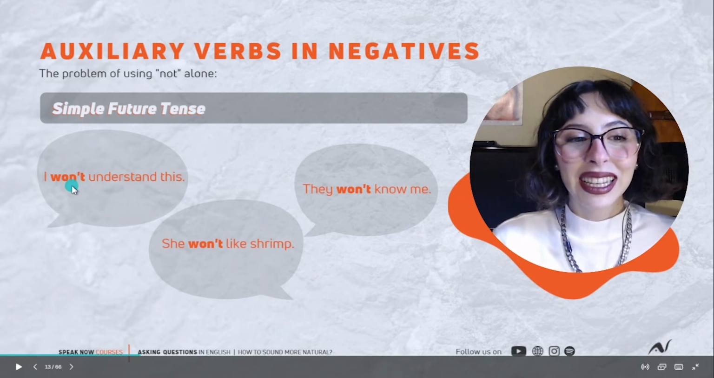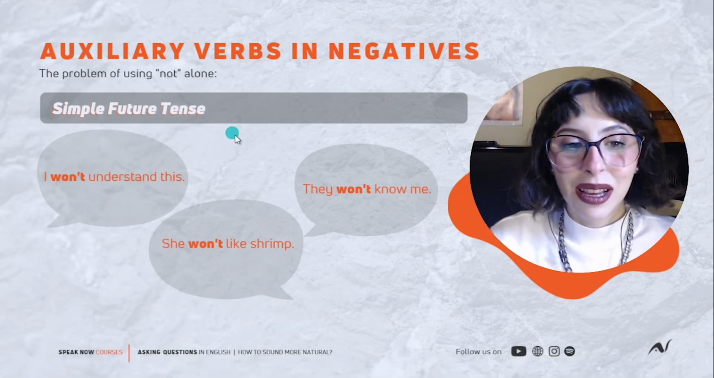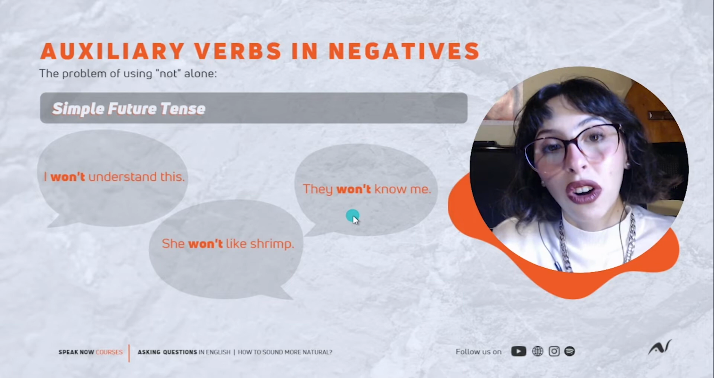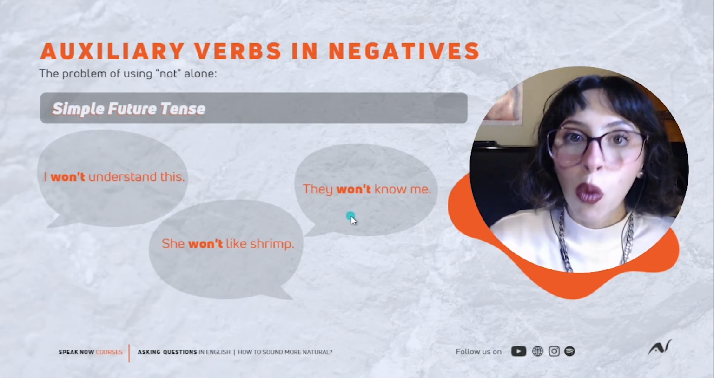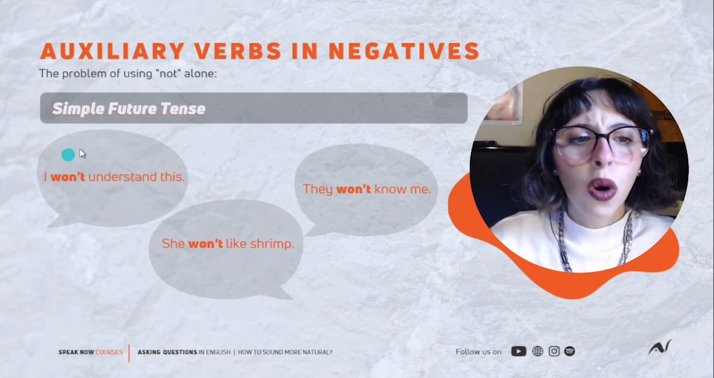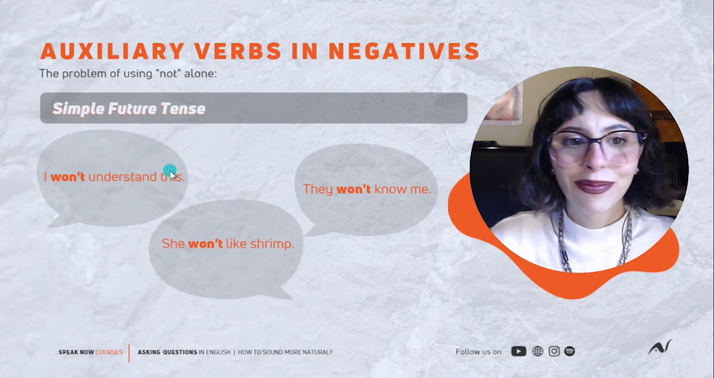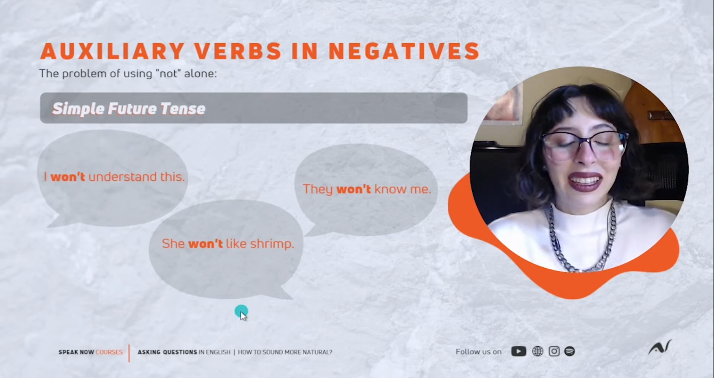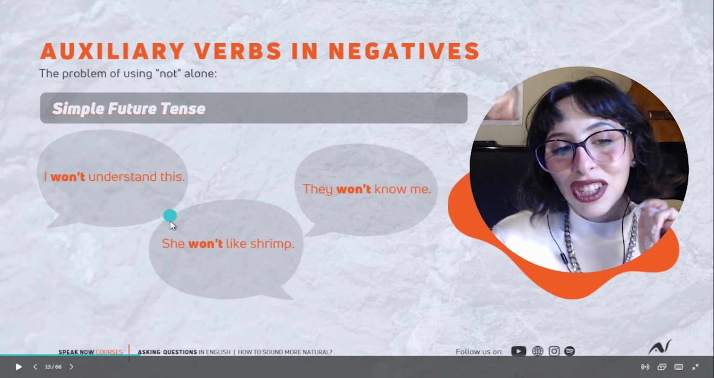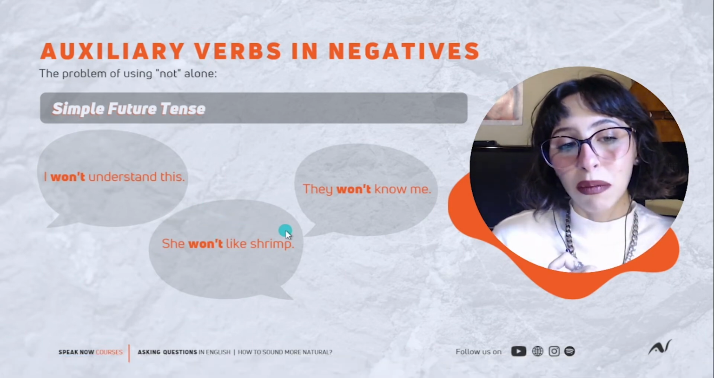In this case, it's simple future tense because I'm using will not, or better saying won't. In the contracted form, won't. All right? Repeat. I won't understand this. In the future, I won't understand this. Now, next example, repeat. She won't like shrimp.